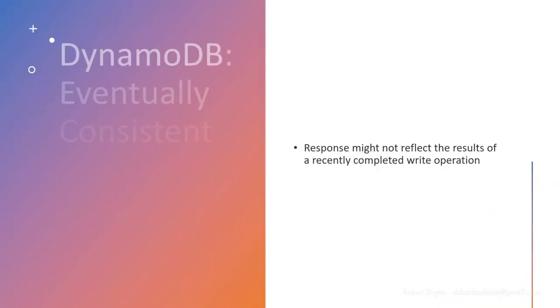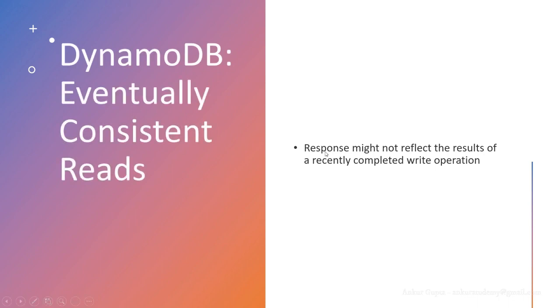Now, DynamoDB provides two read consistencies. The first one is eventually consistent reads, and the second one is strongly consistent reads. When a DynamoDB table supports eventually consistent reads, the response will not reflect the results of a recently completed mutation. Your query result may include some stale data, which is nothing but an older version of your data. It may take a few milliseconds or seconds to propagate your data changes across all the read replicas.